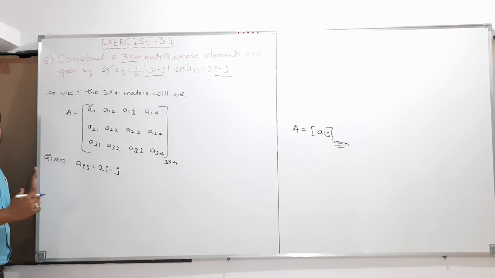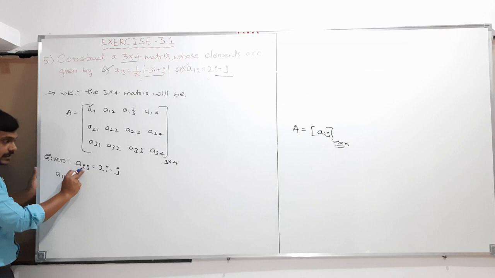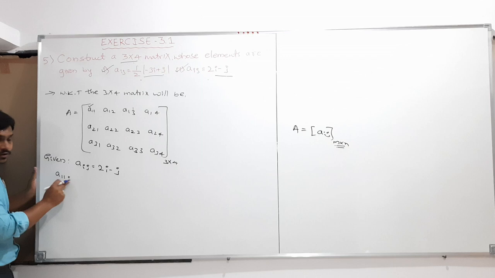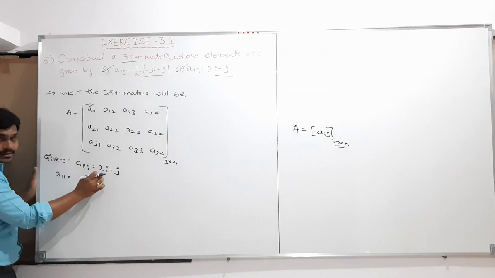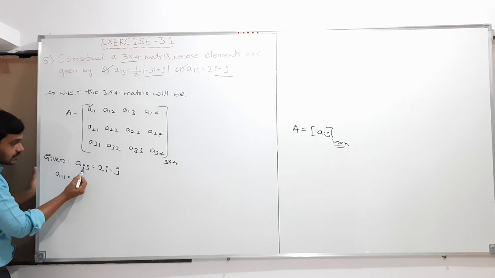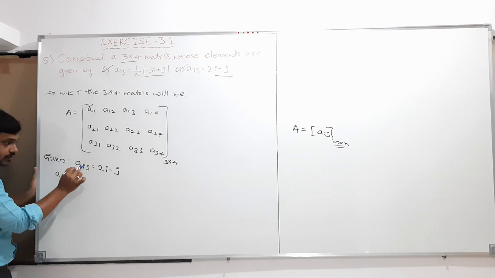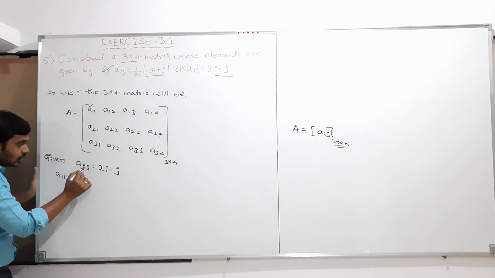Compare this: I need a11. So in place of i I should put 1, and in place of j if I substitute 1, then I will get the a11 value. a_ij is equal to 2i minus j; the elements of this matrix should satisfy this condition. So if I put i value as 1 and j value as 1 in this formula, I can get the a11 value.